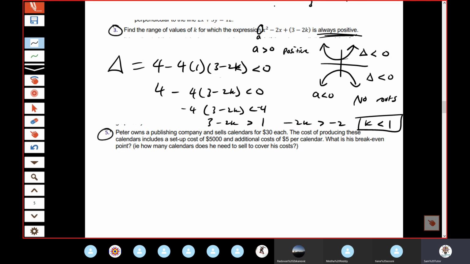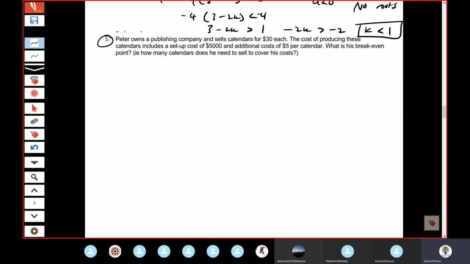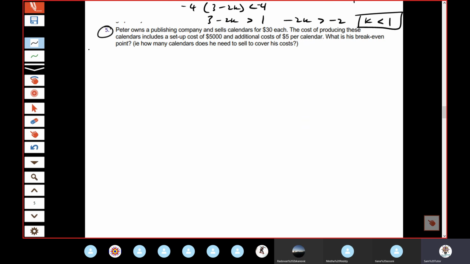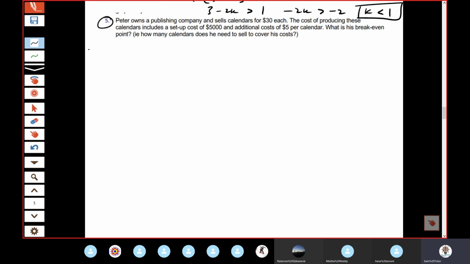All right. Number 5. Peter owns a publishing company and sells calendars for $30 each. The cost of producing these calendars includes a setup cost of $5,000 and an additional cost of $5 per calendar. What is his break-even point? How many calendars does he need to sell to cover his cost? Well, okay, that's not too hard.